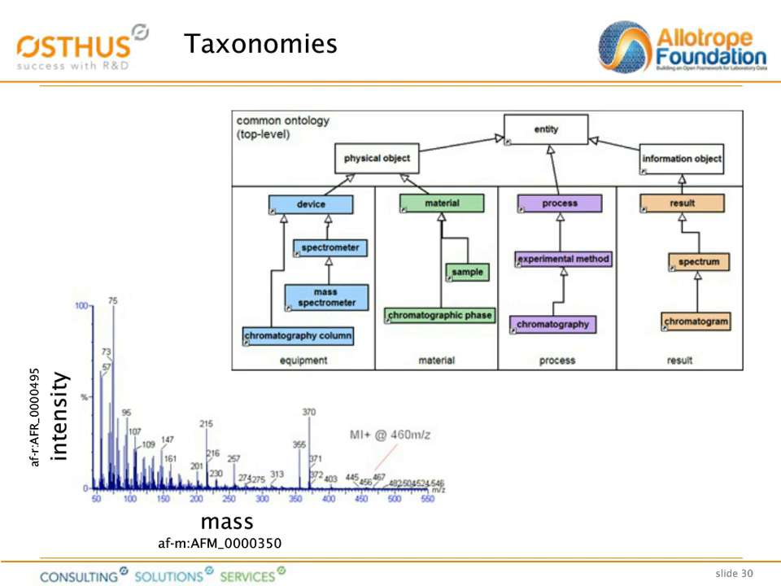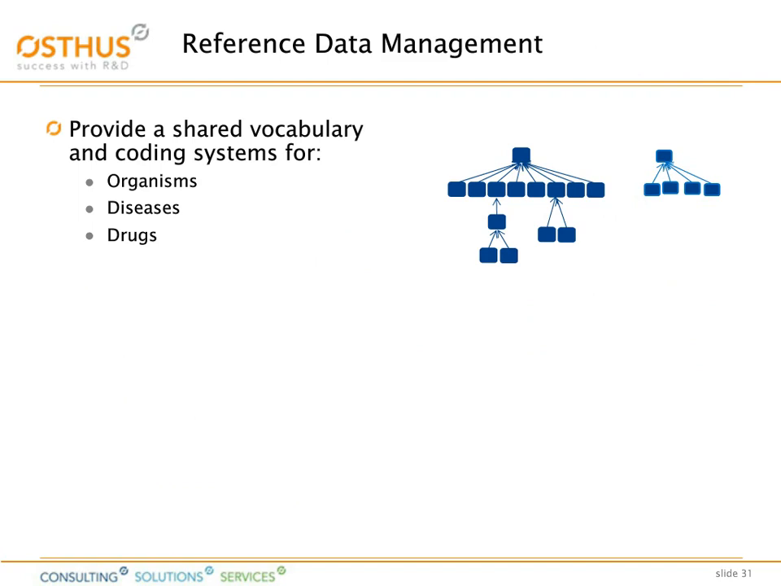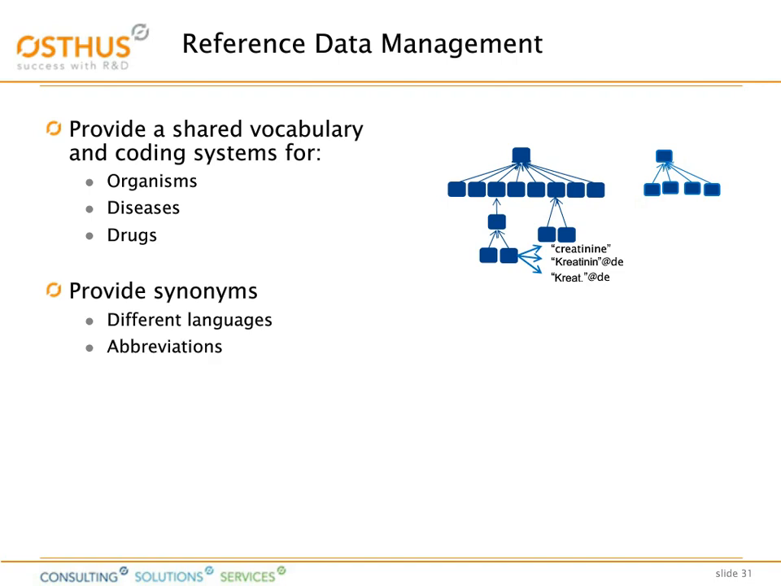Our second use case is on reference data management. Here we have a company that has many different departments and many different applications that currently do not speak the same language. So in order to provide a shared reference vocabulary for these applications, we created a reference data service where the different taxonomies are stored and made accessible.